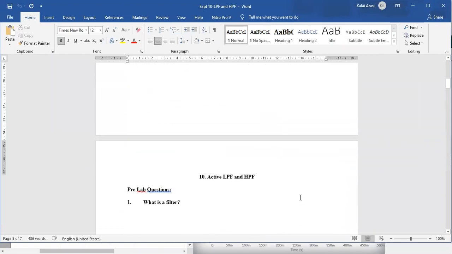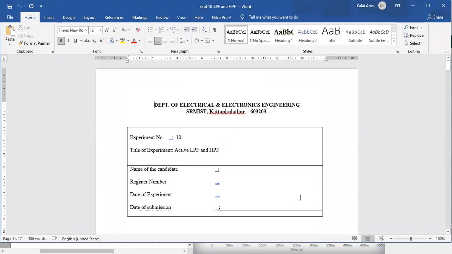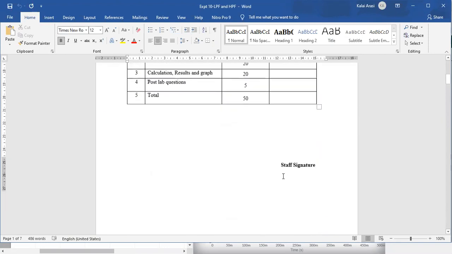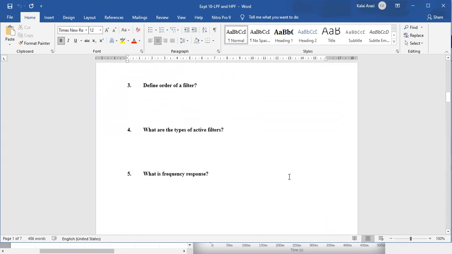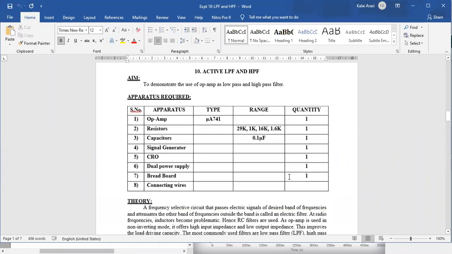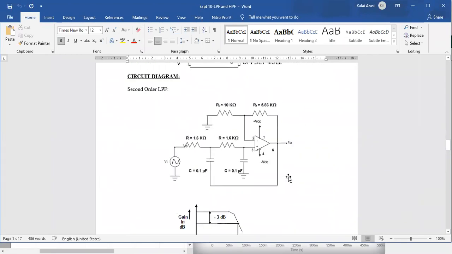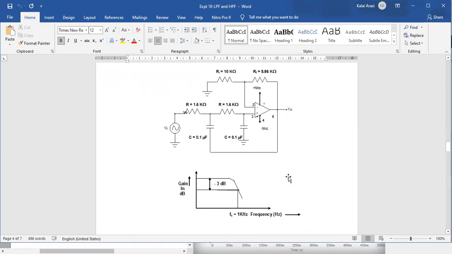Today's class, we will see the 10th experiment, that is active filters. In that you will have high pass filter and low pass filter. Low pass filter passes the low frequency and attenuates the high frequency. High pass filter means it passes the high frequency and attenuates the low frequency. In that you will have second order filter, first order filter, like that.